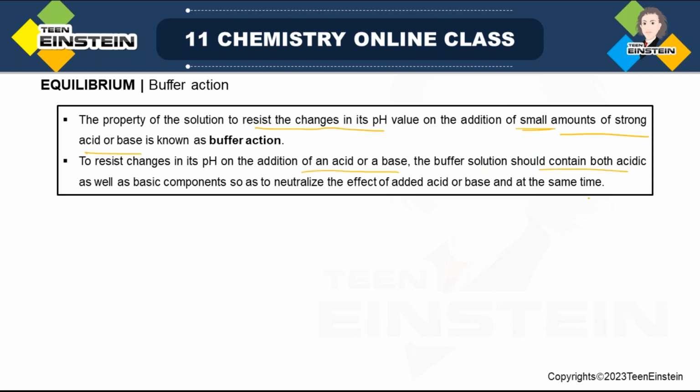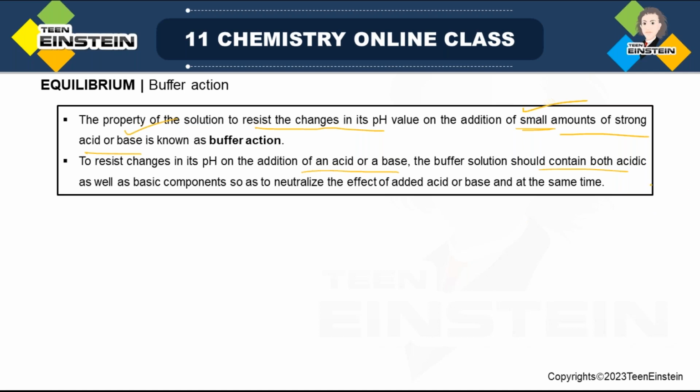To resist changes in its pH on addition of acid or base, the buffer solution should contain both acidic as well as basic parts. So how is it resisting this type of pH change? When you are adding a small amount of strong acid or a small amount of strong base, how is it doing this particular action? What is the reason behind that?